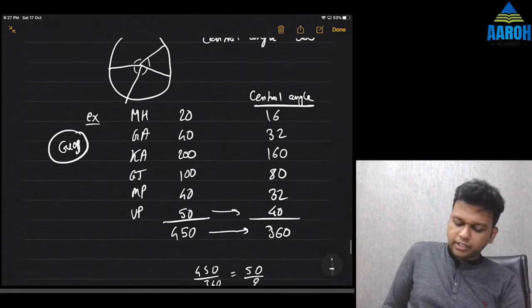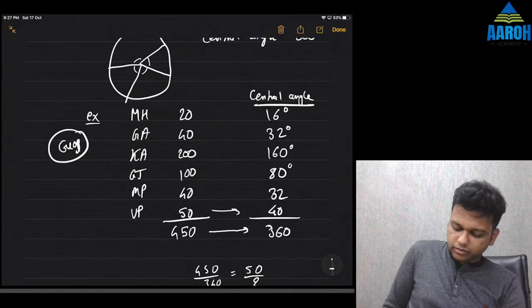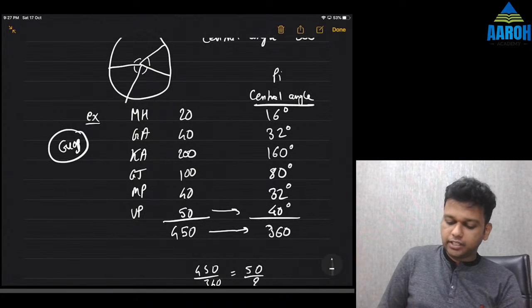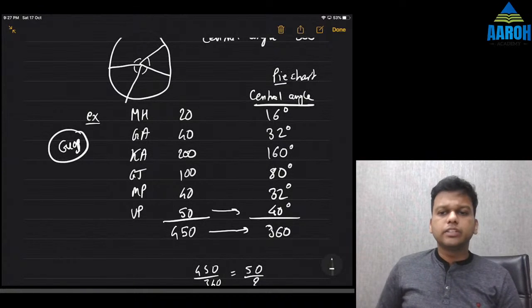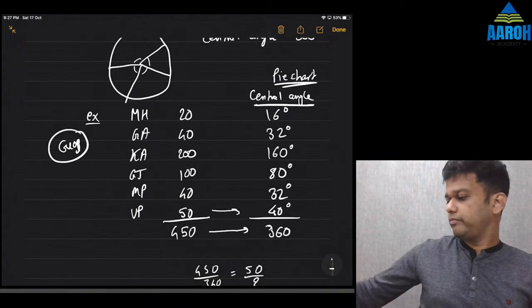That is, for Maharashtra we'll draw a 16 degrees angle. For Goa we'll draw 32 degrees and so on. Then that will complete a circle, that is called a pie chart. Pie chart is simple. Some calculation questions might come based on pie chart. Remember.